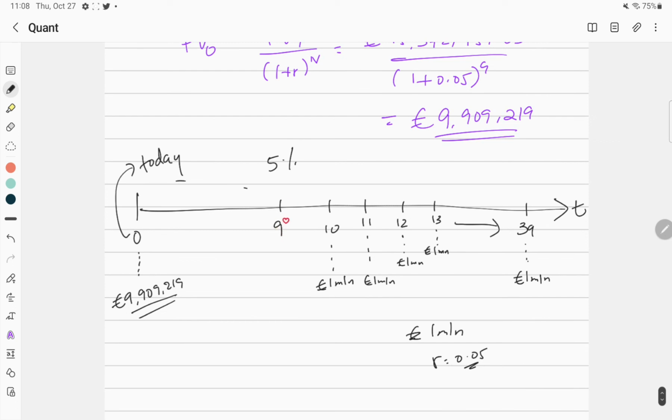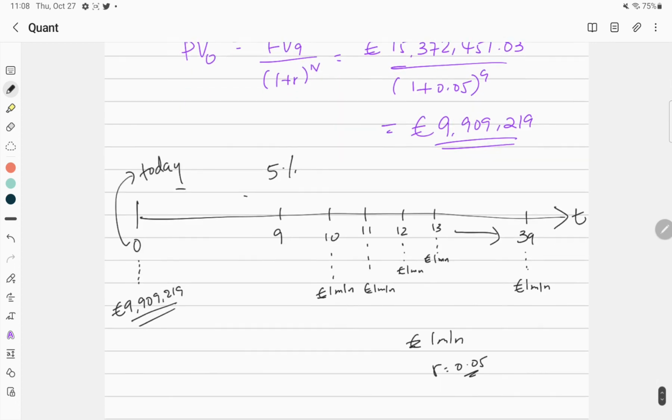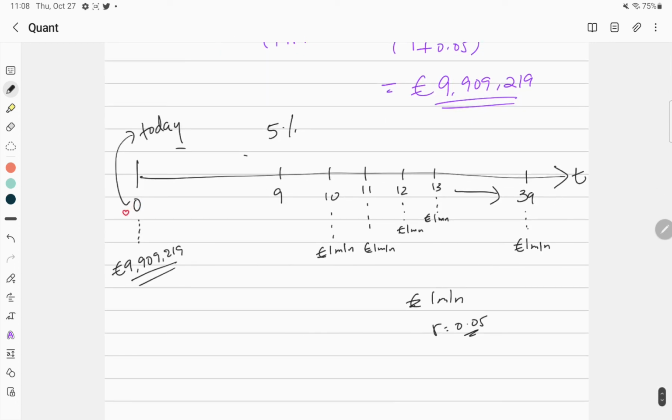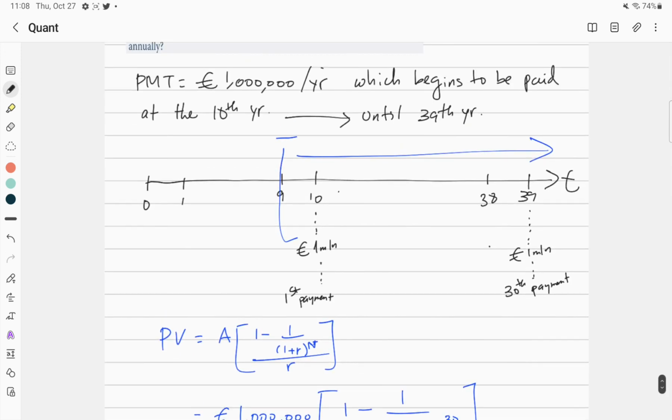Once we found the amount of money he should have at T equal to 9, using the simple relationship between future value and present value, we calculated how much he should have at T equal to 0. So this is basically how you solve this projected annuity problem, present value of an annuity problem.